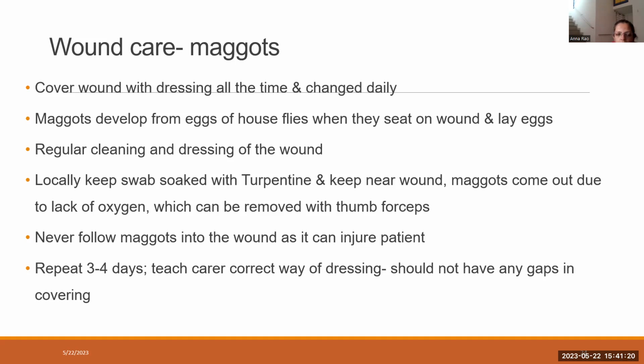And this type of dressing should be repeated for 3 to 4 days. Each time you have to count them also. And where you will discard them, you have to collect them in a bowl or kidney tray where again you will be putting some turpentine and collect the maggots into it, so they will die and then they can be flushed in the toilet.